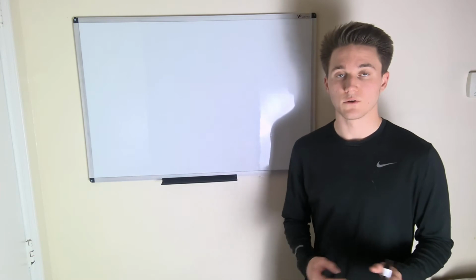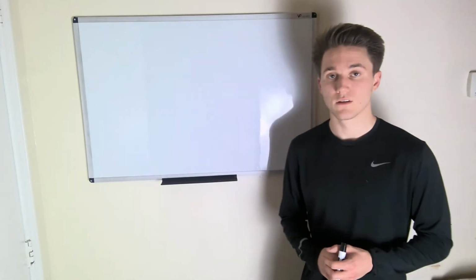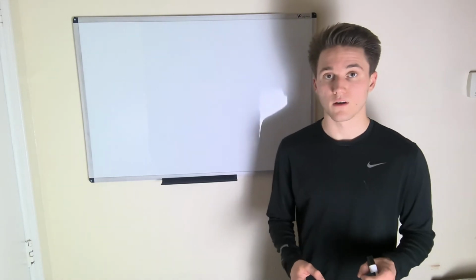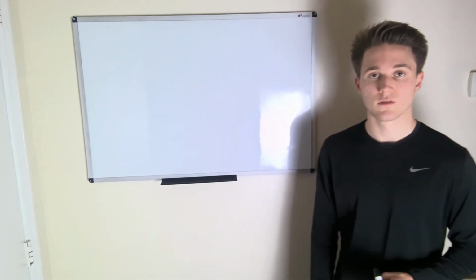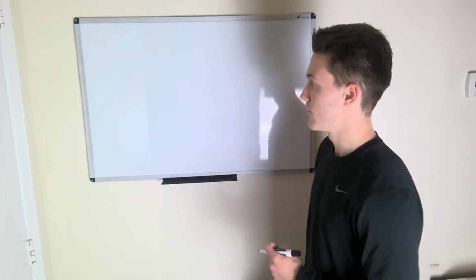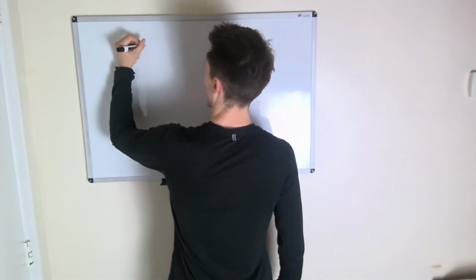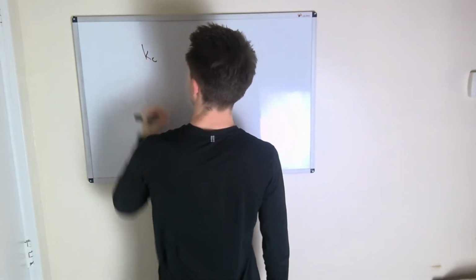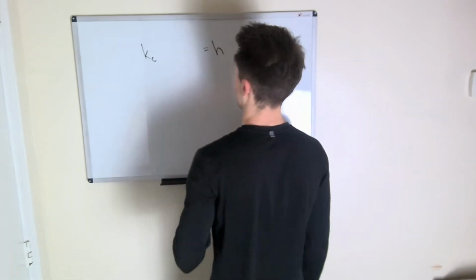So next, we'll be using the Lewis relation as part of an energy balance to be able to determine the relative humidity from wet and dry bulb temperatures. So we know the Lewis relation relates mass transfer and heat transfer. So we have our mass transfer coefficient and our heat transfer coefficient.